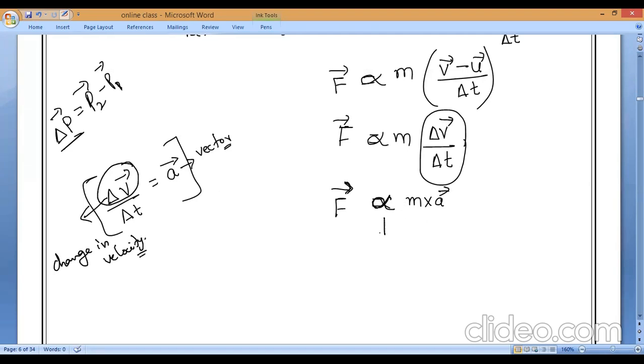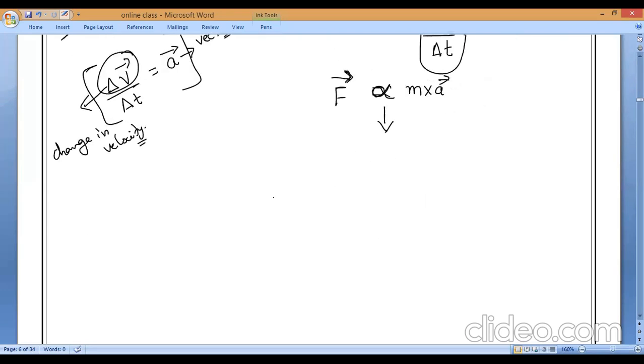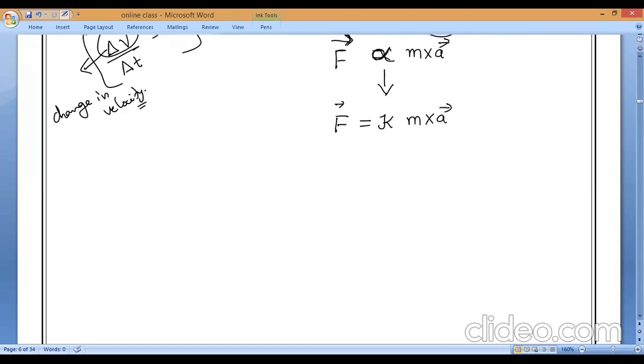Now if I want to remove this proportionality sign, then I have to bring an equals sign. What do I have to do in mathematics? F is equal to constant into mass into acceleration. Now, according to SI units, what is the K value? One unit of force is such that it produces unit acceleration in a body of unit mass, then the constant of proportionality K is equal to what, guys? K is equal to 1.